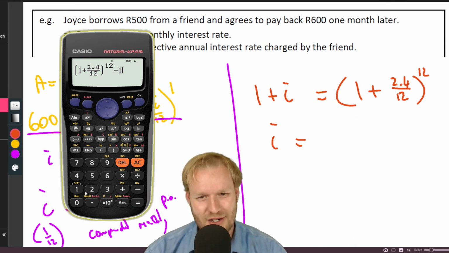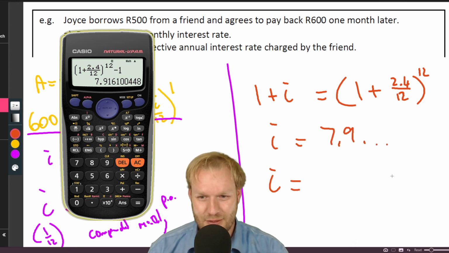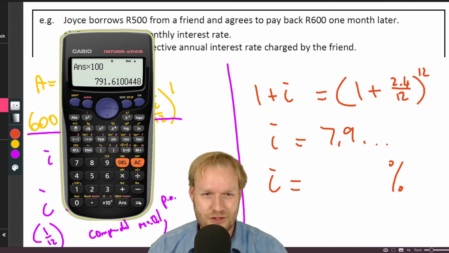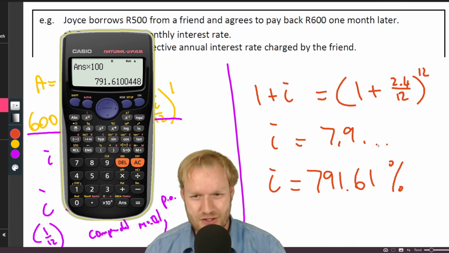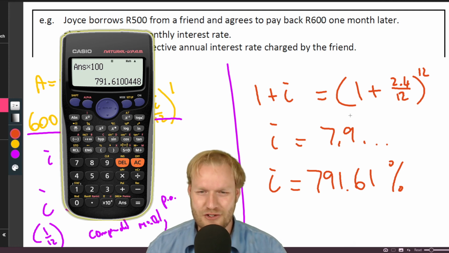Okay, so you've put something down. Now, remember that we don't have that as a percentage yet, so we're still going to have to multiply that by 100. So it equals 7.9, blah, blah, blah. But as a percentage, we still have to multiply that by 100. 791.61%. I'm flabbergasted. This is a huge percentage.